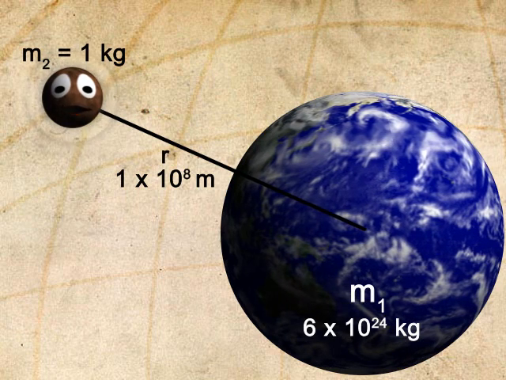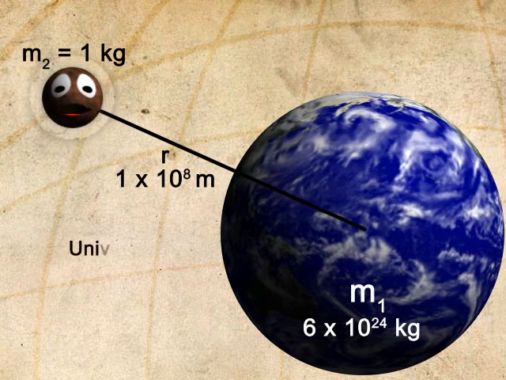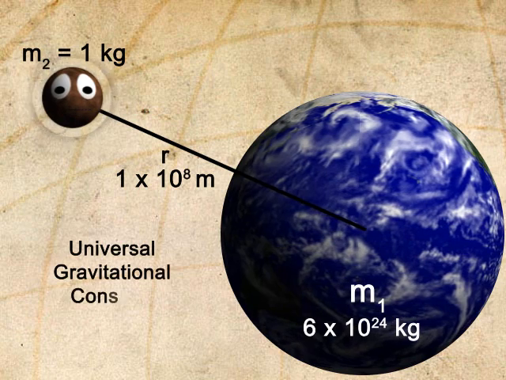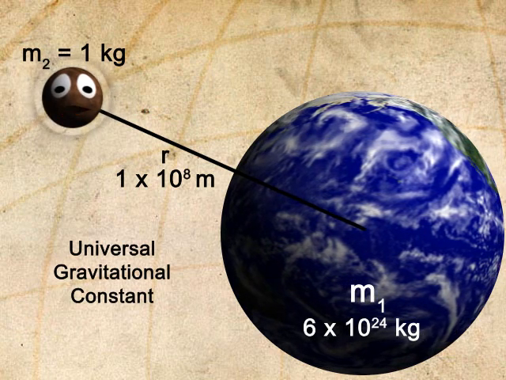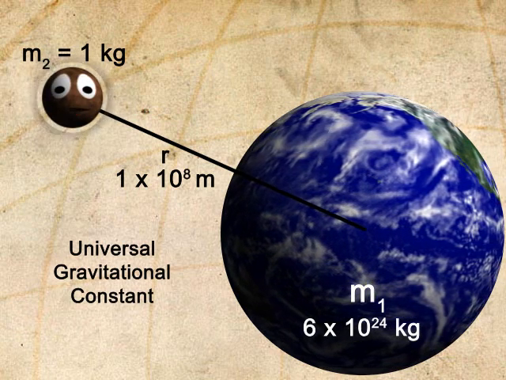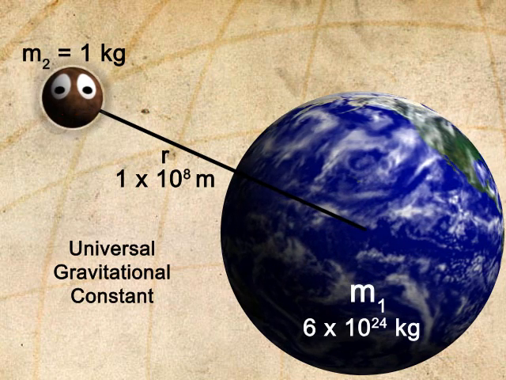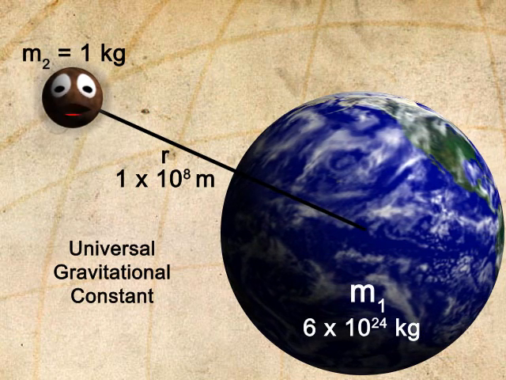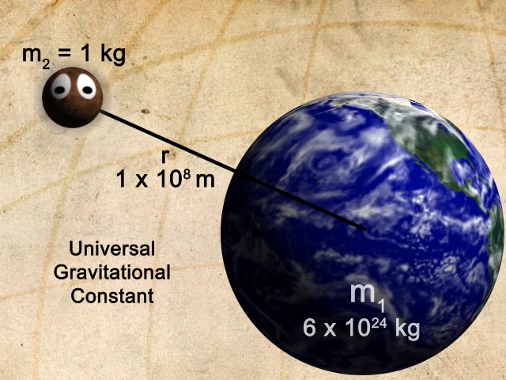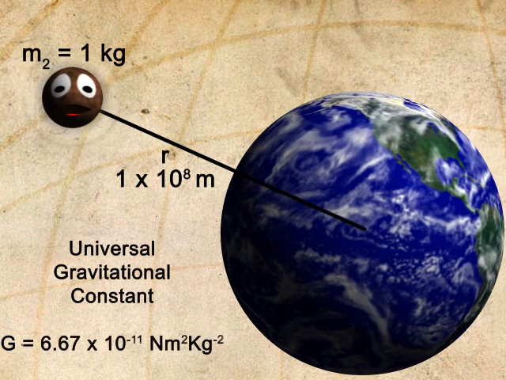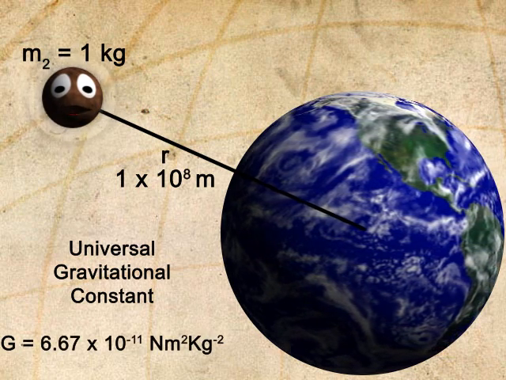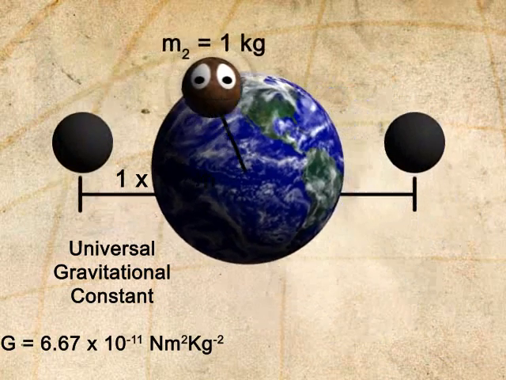I also need to use something scary sounding called the universal gravitational constant. It isn't anything big and impressive to be put off by. It's just a number that never changes. That's why it's a constant. It's sometimes called big G. And G is 6.67 times 10 to the minus 11 Newton meters per kilogram squared.